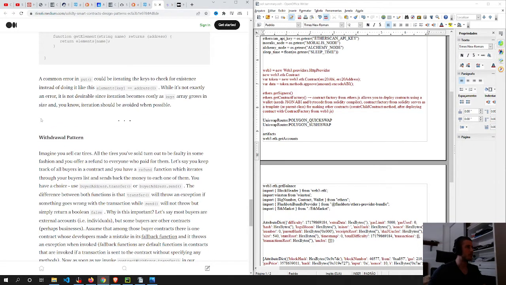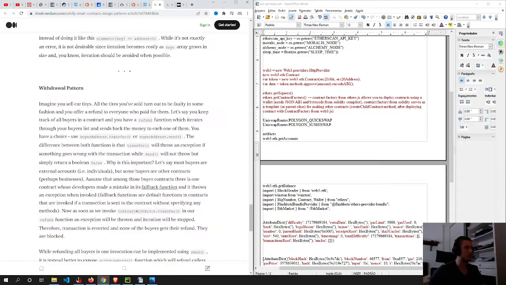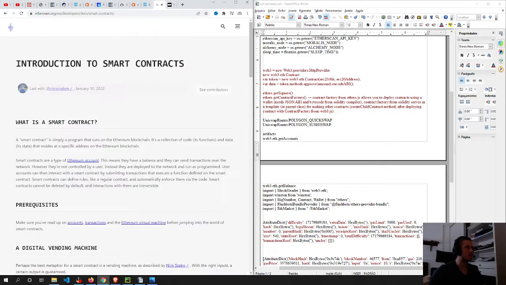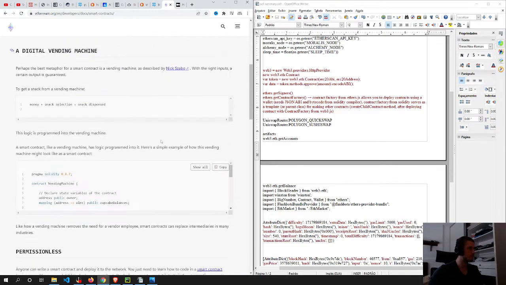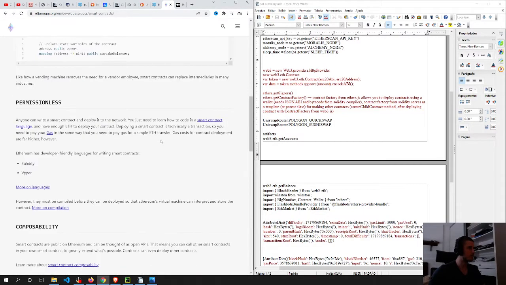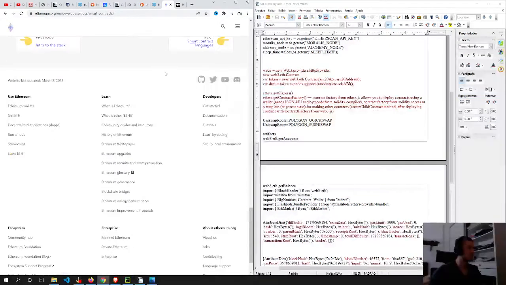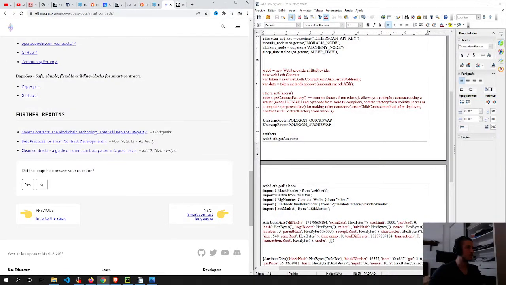Common inputs could be iterating the keys to check for existence instead of doing it like this. Well, it's not exactly an error, but it is not desirable since iteration becomes costly as the keys grow. So, okay, I think I'm gonna close this one. I'll close this one for now.